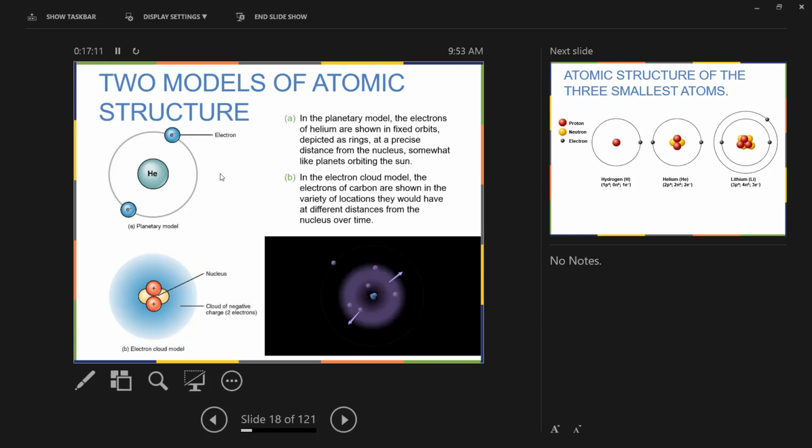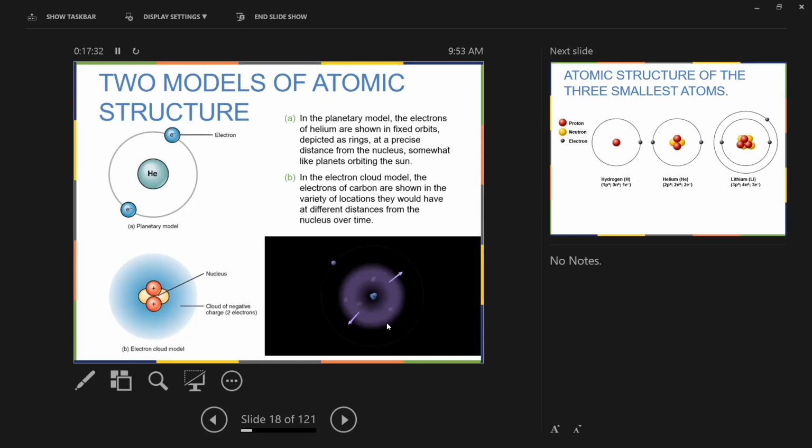Anyway, the planetary model works for us because it does show you where the electrons are. The orbital model gives you a cloud of electrons. And that's the reality of it.